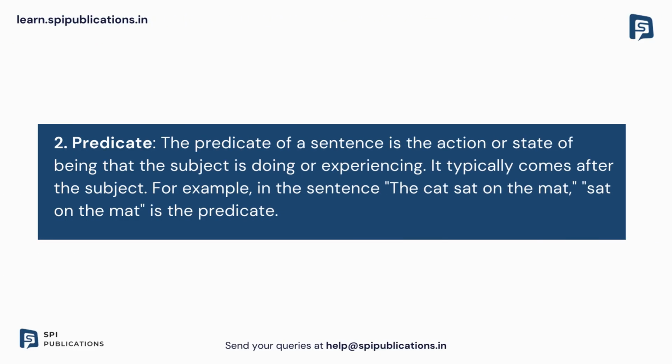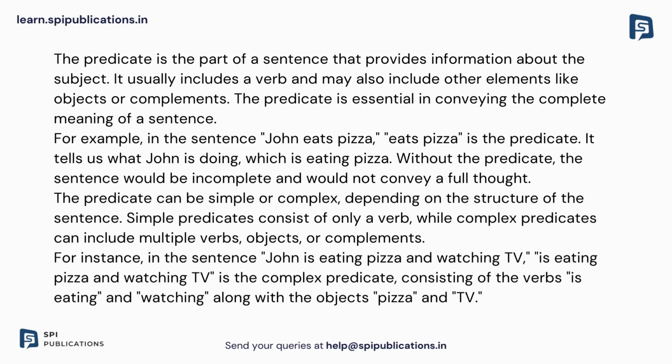2. Predicate. The predicate of a sentence is the action or state of being that the subject is doing or experiencing. It typically comes after the subject. For example, in the sentence, "The cat sat on the mat," "sat on the mat" is the predicate. The predicate is the part of a sentence that provides information about the subject.